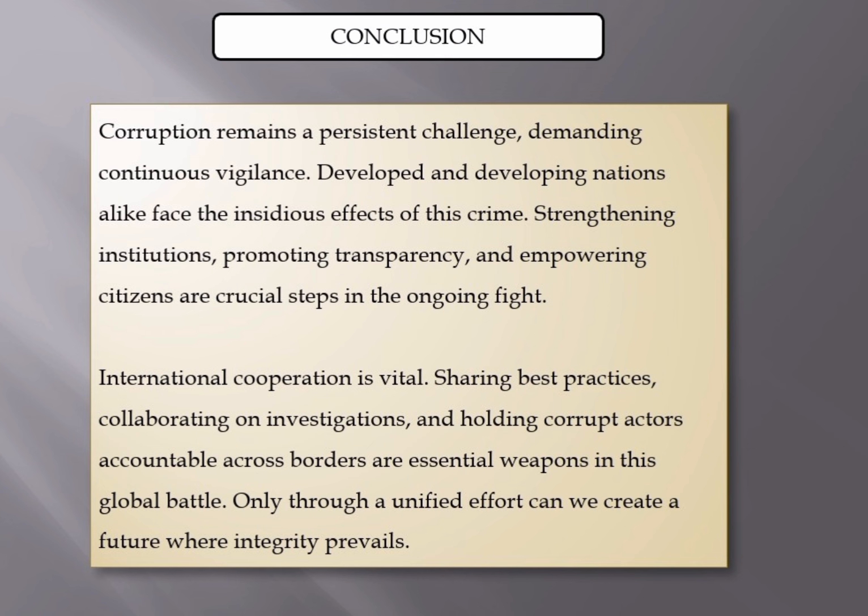But in my opinion, we can use these measures for anti-corruption, but we cannot eliminate corruption totally. Hence, we can reduce it, but we cannot remove it.